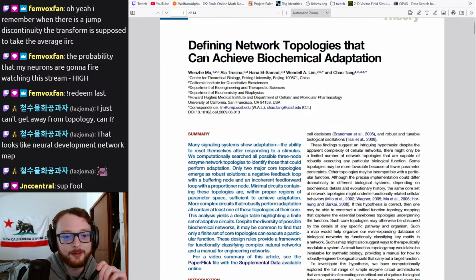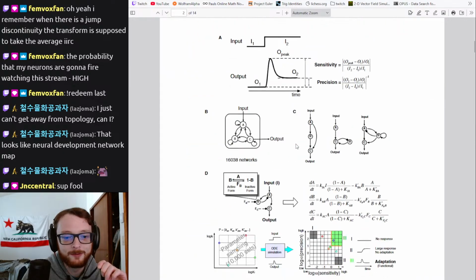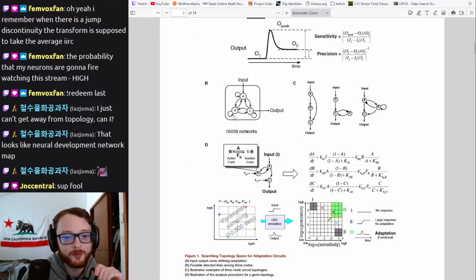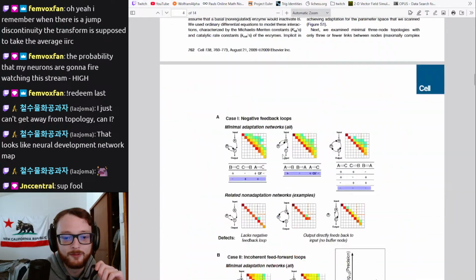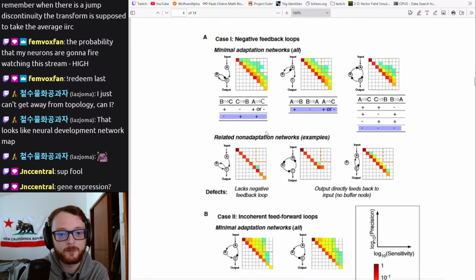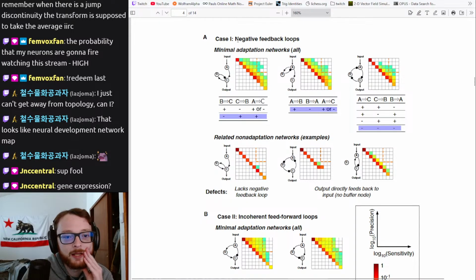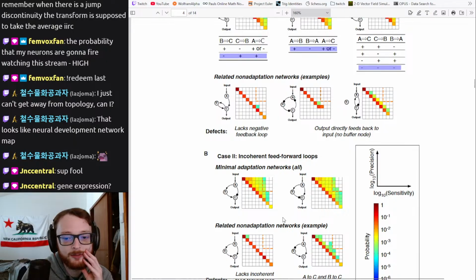And it's in a part of biology called systems biology, apparently. And it's talking about how genes and the proteins they produce can activate and inactivate each other. And we get these little diagram things. Here's a bunch of them that they tested. Negative feedback loops, incoherent feed forward loops. Gene expression? I think so, yeah.